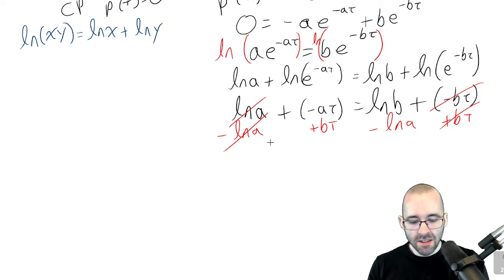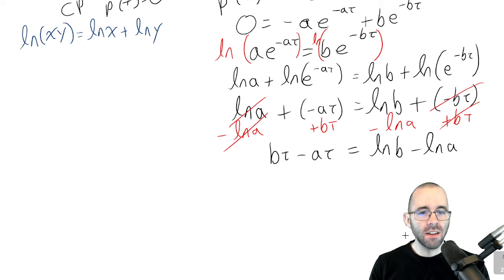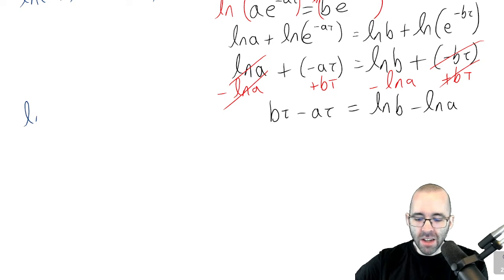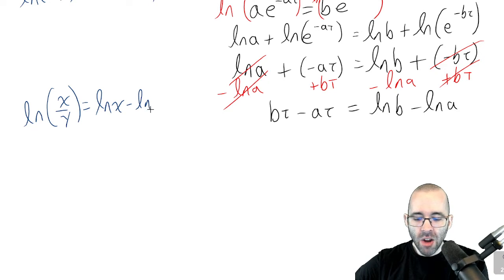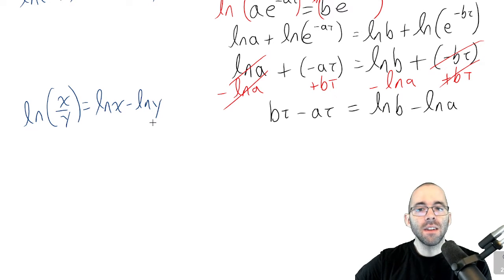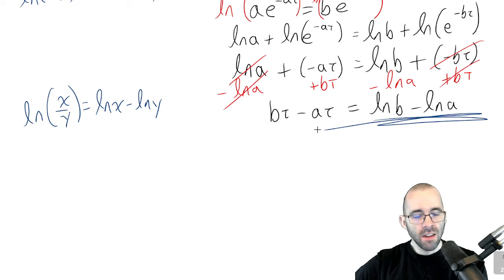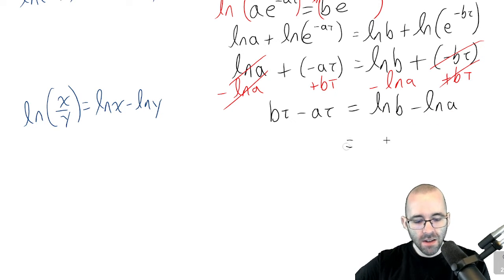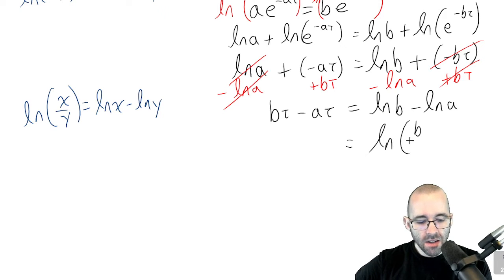Now the left-hand side is bt minus at. The right-hand side is the natural log of b minus the natural log of a. We can do two cool things here. Let's remember another property of natural logs: if you subtract natural logs, that's the same as dividing their pieces. Let's go backwards here to combine them. The natural log of b divided by a.